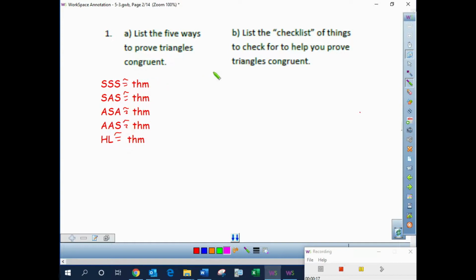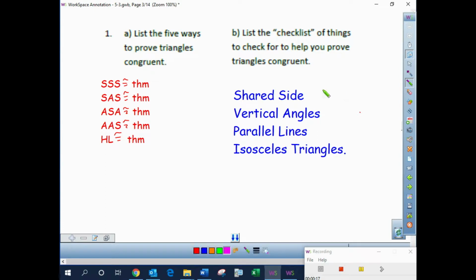But don't forget, sometimes they don't give us enough info to prove things right away, so we have to check for certain things. And those 4 things that we checked for were: if there's a shared side, we can use the reflexive property. If there are any vertical angles, we can totally use the vertical angle theorem. Parallel lines are going to give us some congruent angles. And even if there are some isosceles triangles. So if you need to pause the video to write this down, you can do that. And let's just dive in and start doing some proofs.